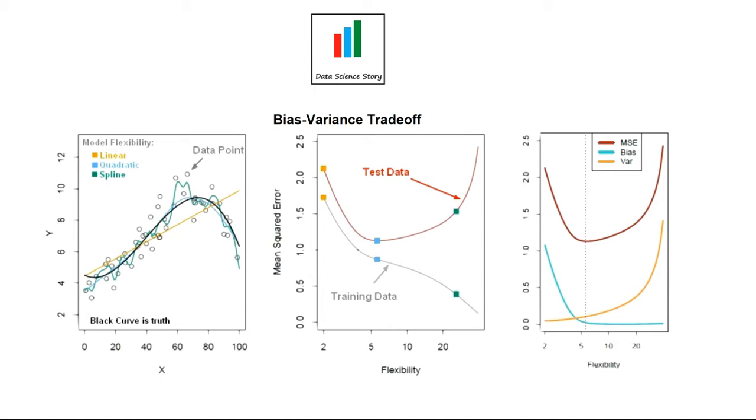In the previous video, we learned how we can evaluate a machine learning model using mean squared error. And in this video, we are going to learn a very basic fundamental concept of machine learning known as the bias-variance trade-off. So let's do it.